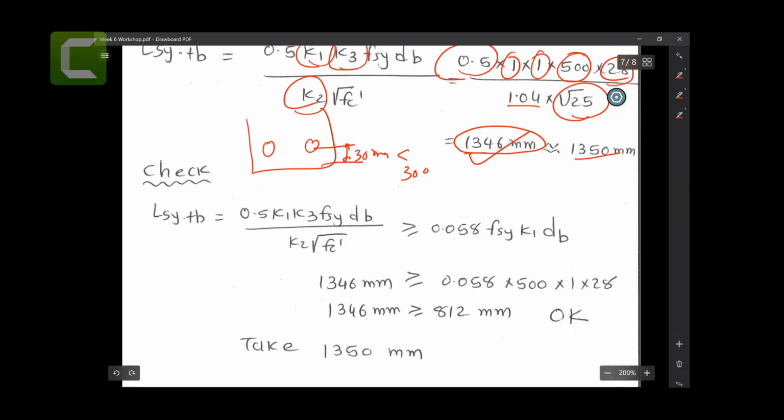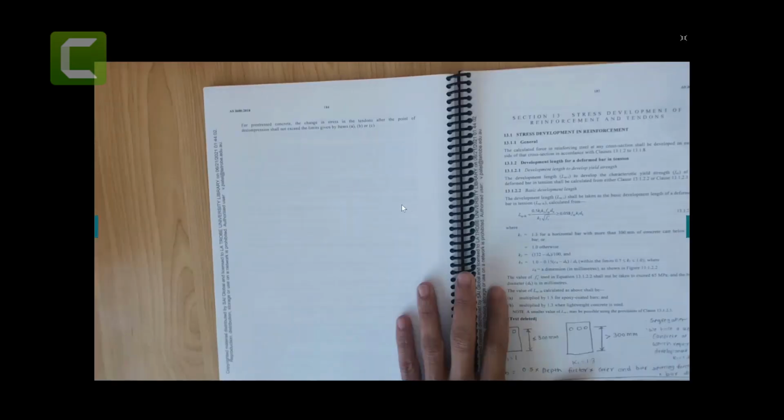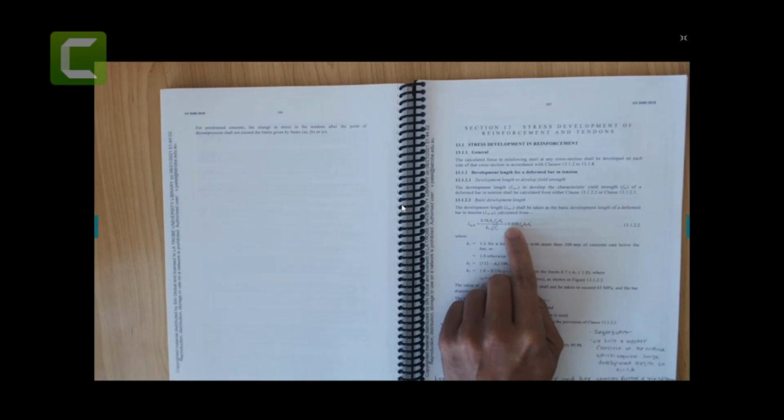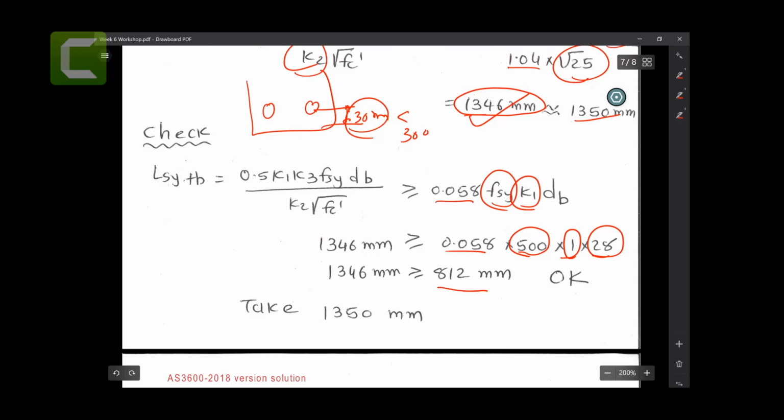There is one check though that we need to make. That check is that it should be greater than 0.058 FSY K1 and DB. Let's quickly make that check. That is 0.058 times FSY 500 megapascals, K1 equal to 1. We found that K1, you remember, with 30 millimeters, and DB is equal to 28. So it's 812. So standards want you to provide 812 regardless of your parameters.